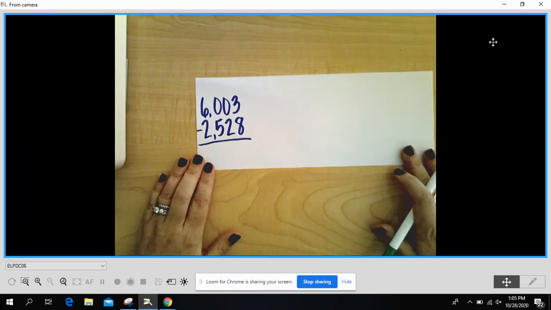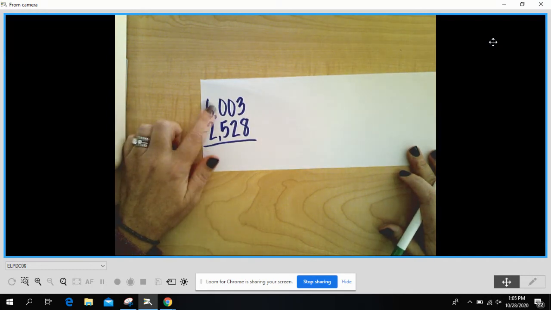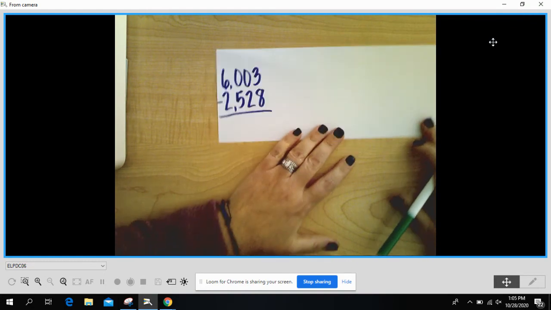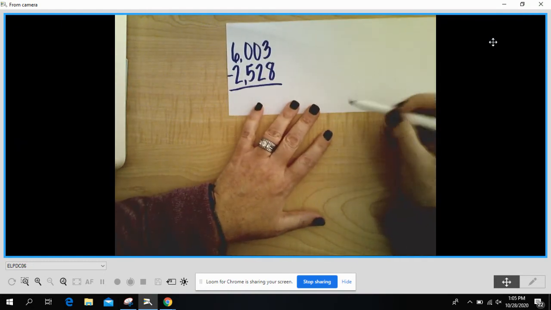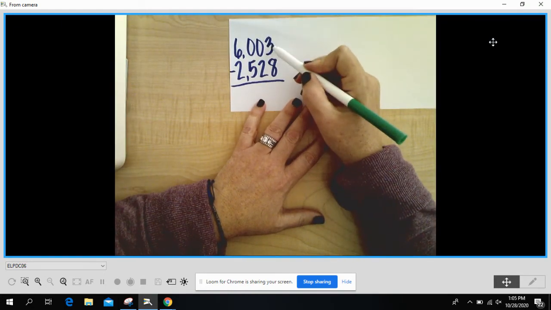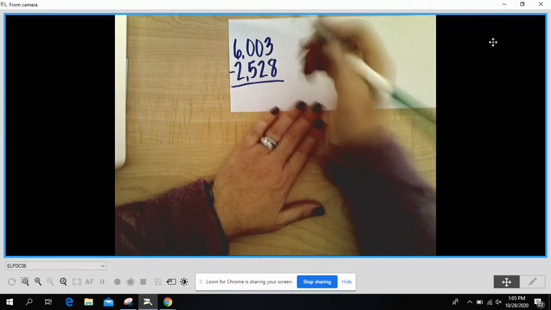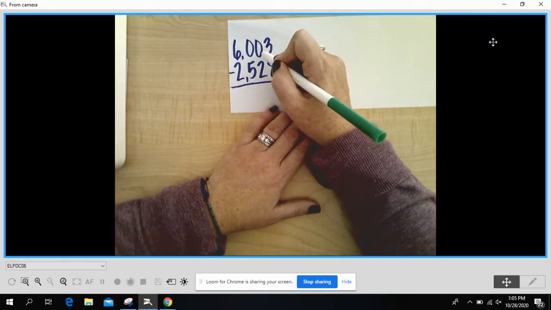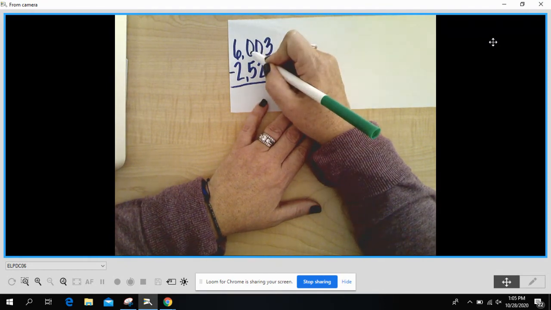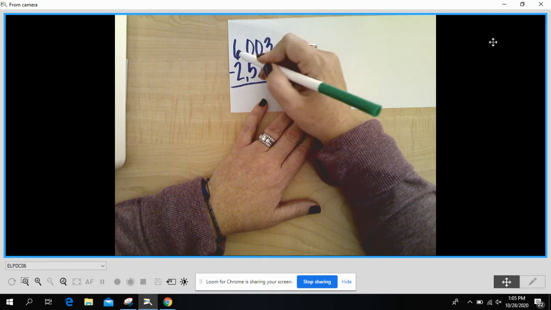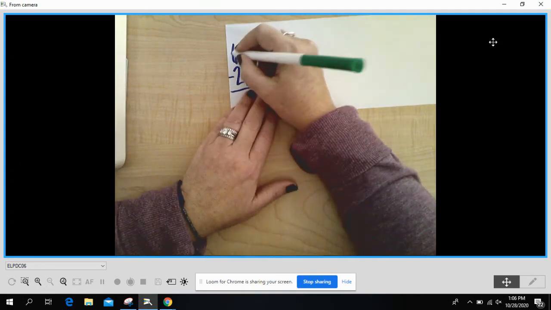Let's do this last one. So in this one, when we're subtracting across zeros, can you see that I have 2 zeros within this 1,000? You got it. All right, so let's get started. My ones place is telling me 3 minus 8. I can't do that. I go to my tens. There's a 0, nothing to borrow from. I go to my hundreds. There's a 0, nothing to borrow or regroup from. So I have to go all the way over to the thousands.